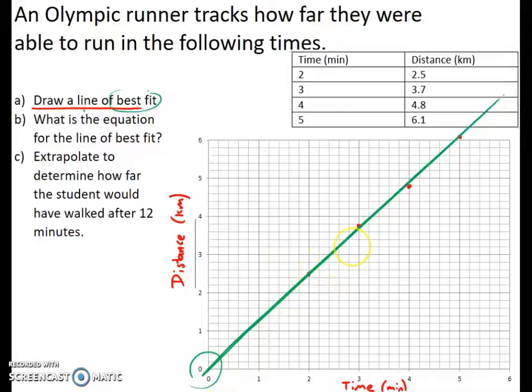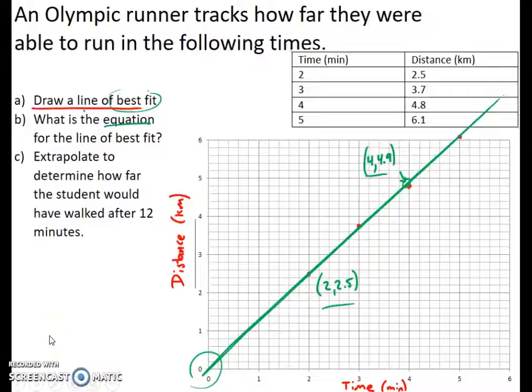So let's take 2 points on our line. Any 2 points that you want. The 2 points that I'm going to take: this point right here, not the red point, but on the line. Its coordinates are, the x is 4 and the y is just above 4.8, so let's go with 4.9. And my other one, it happens to be a point and it's on the line, which is 2 and 2.5. So using these 2 coordinates, I can find an equation for that line.